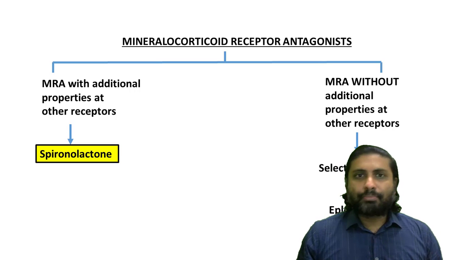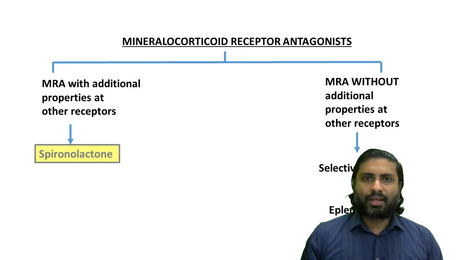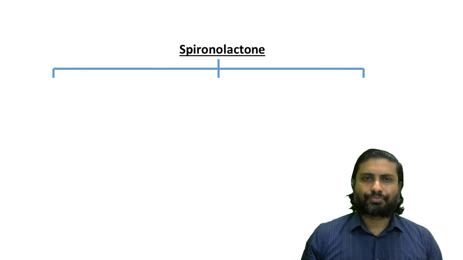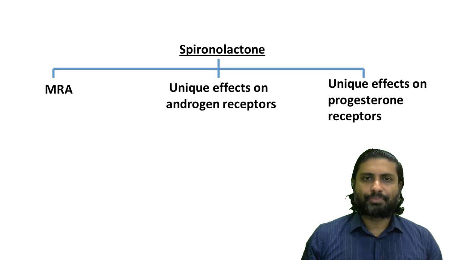Right. So regarding mineralocorticoid receptor antagonists, we said that there are mineralocorticoid receptor antagonists with additional properties at other receptors, the example of which is spironolactone, and there are selective mineralocorticoid receptor antagonists, the example of which is eplerenone. Now let us take a closer look at spironolactone and see what sort of effects it has at other receptors. So we said that at the mineralocorticoid receptor, it acts as an antagonist, but it does have unique properties at the androgen receptor as well as at the progesterone receptor.